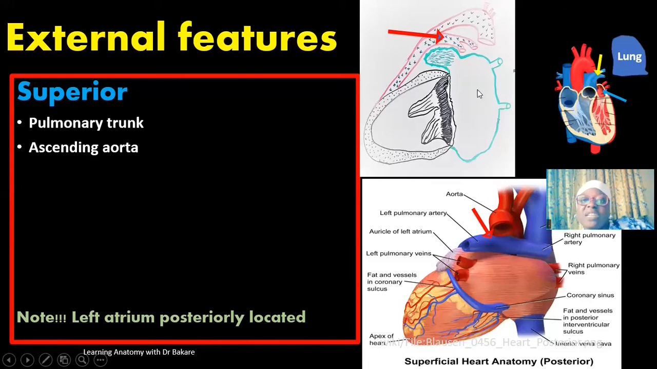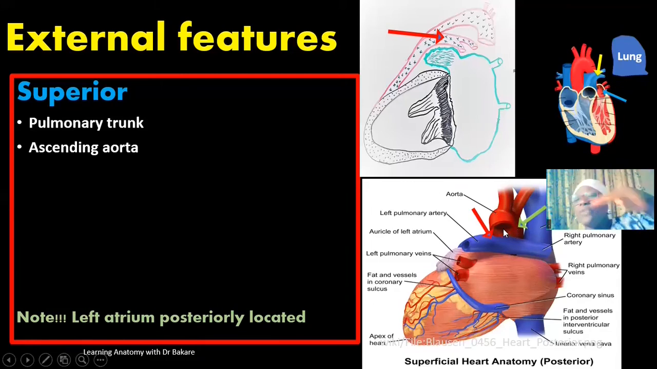So going further on the superior part, apart from this pulmonary trunk, another structure that is seen at the upper part of the left atrium is the ascending aorta. And in this image down here, this is the ascending aorta. The ascending aorta is an emergence of the left ventricle. We know that in the left ventricle, we have oxygenated blood that is ready to supply different body organs with oxygen and nutrients. So from this left ventricle, it is directed into the aorta so as to supply different body organs.